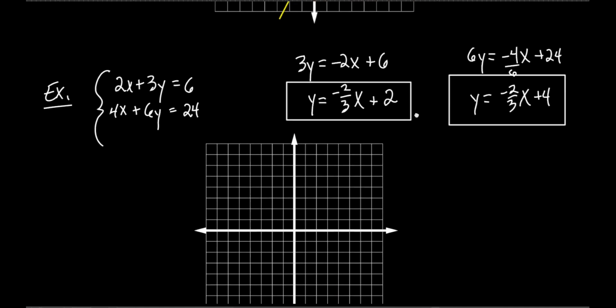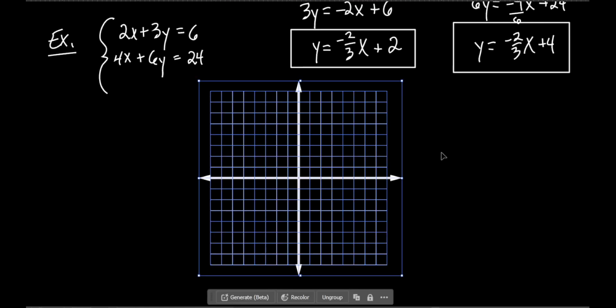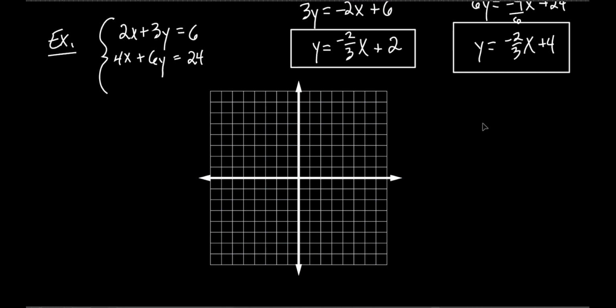So let's take a look. Alex, what is it? Yeah, they're parallel to each other. Without me even graphing it, you can tell that they're parallel to each other. Why? Why are they parallel to each other? Because they have what? The same slope. Exactly right. They have the same exact slope. All right, so they're parallel to each other.